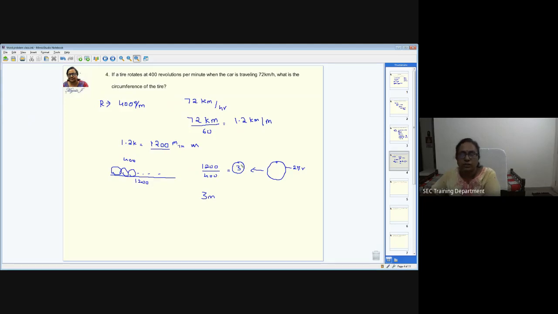So this is the coverage in one revolution, and one revolution is nothing but one full circle rotation. That is nothing but your circumference, equal to 2 pi r. So the answer is 3 meters. Next.